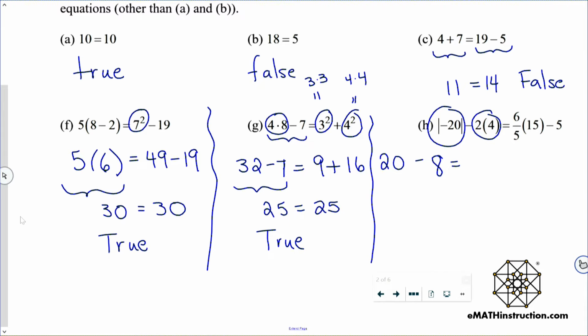On this side of the equation, I've got 6/5 of 15. 1/5 of 15 is 3. So 6 times 3 is 18 minus 5. We have 20 minus 8, which is equal to 12. We have 18 minus 5, which is equal to 13. And so that is a false equation.